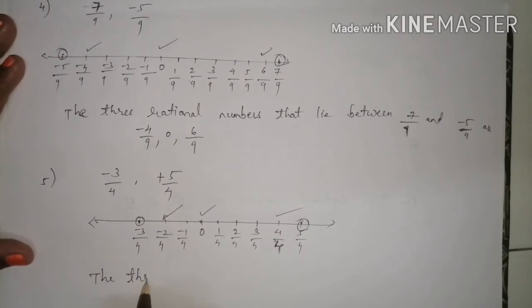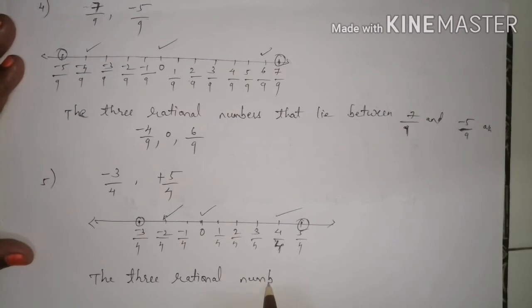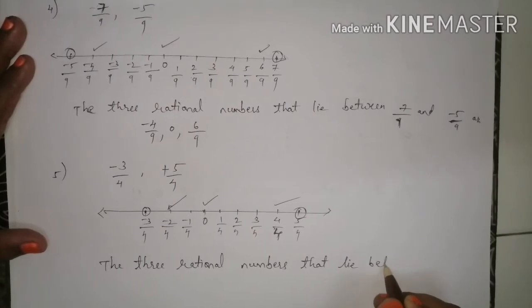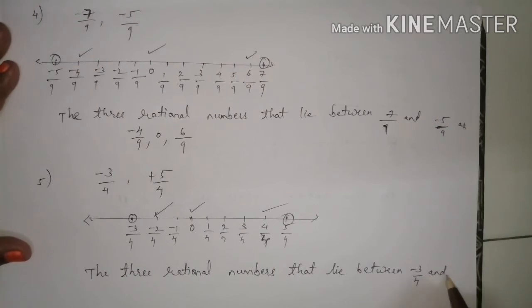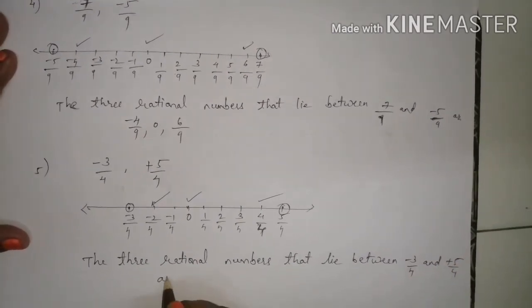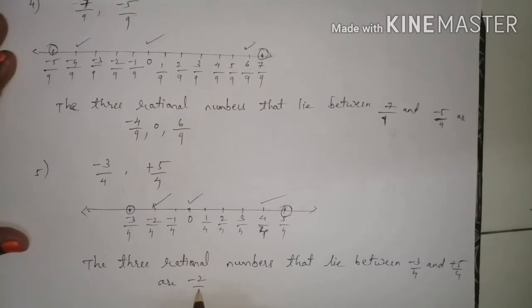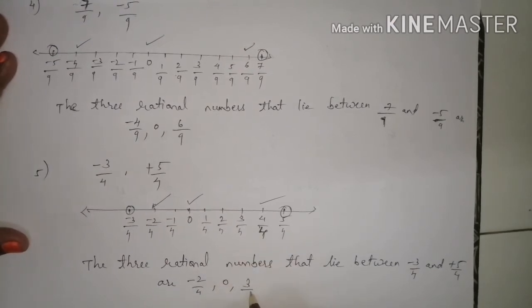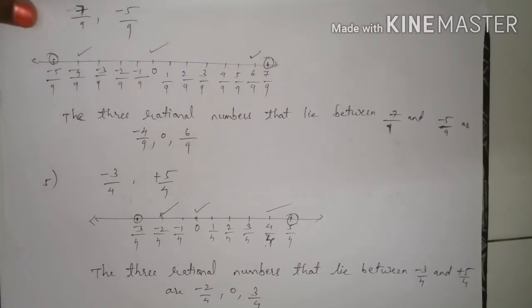So the three rational numbers that lie between -3 upon 4 and +5 upon 4 are -2 upon 4, 0 I am taking, and 1 I am taking 3 upon 4. Any three rational numbers you can take between these two numbers. So we have seen this fifth one. Now let's move to the sixth one.